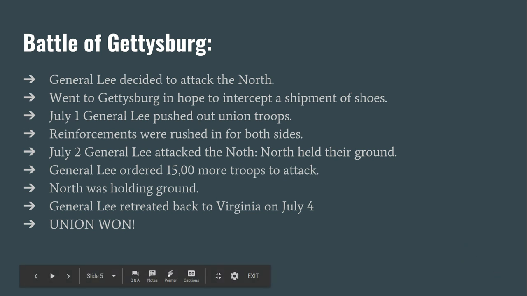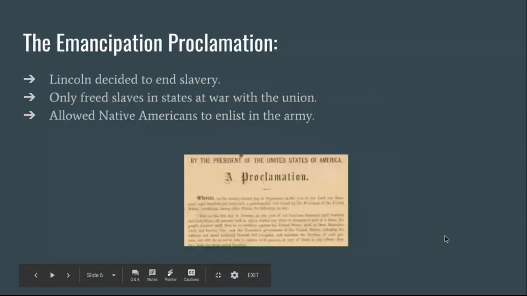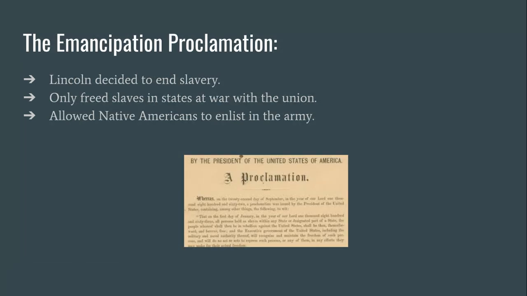Along with the Battle of Gettysburg, we'll talk about the Gettysburg Address, which was a really known speech from President Lincoln. Just another key thing that happened, the Emancipation Proclamation. Lincoln decided to end slavery. The Emancipation Proclamation only freed slaves in states that were at war with the Union and allowed the Native Americans to enlist in the Army.